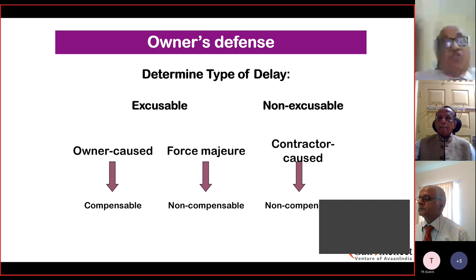As far as force majeure is concerned, these are things which are beyond the control of the parties. COVID is one standard example of force majeure in recent times, which nobody could foresee.